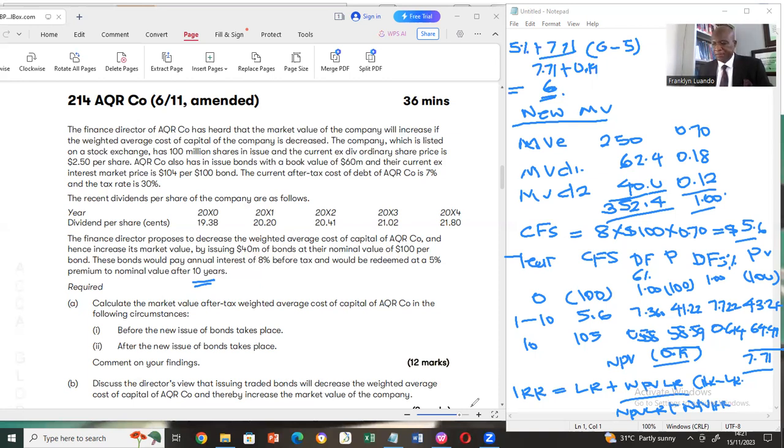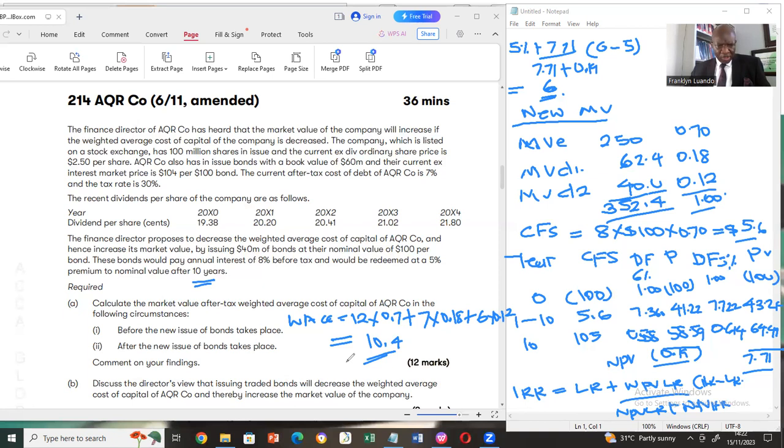Now we can calculate the WACC. The WACC is equal to cost of equity, which we had calculated as 12%, with proportion 0.7, plus cost of debt 7% multiplied by the proportion of 0.18 we had calculated, plus cost of the new debt 6% multiplied by the proportion 0.12. So this gives us 10.4%.